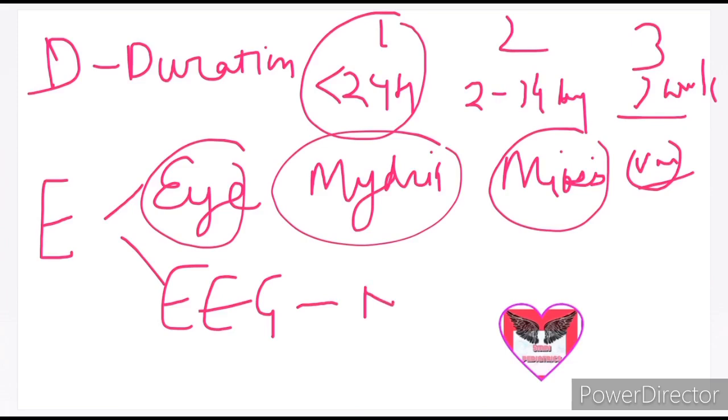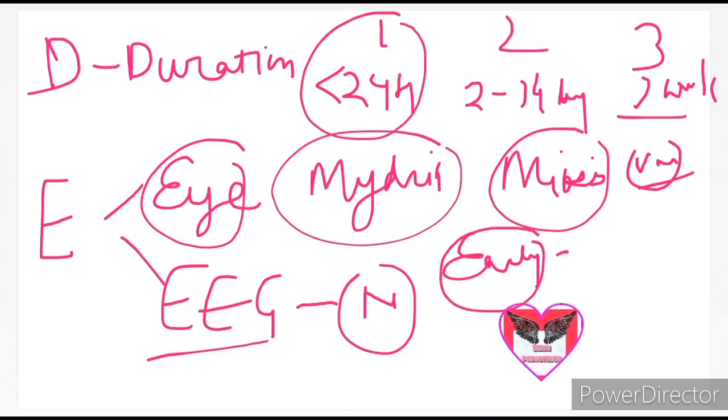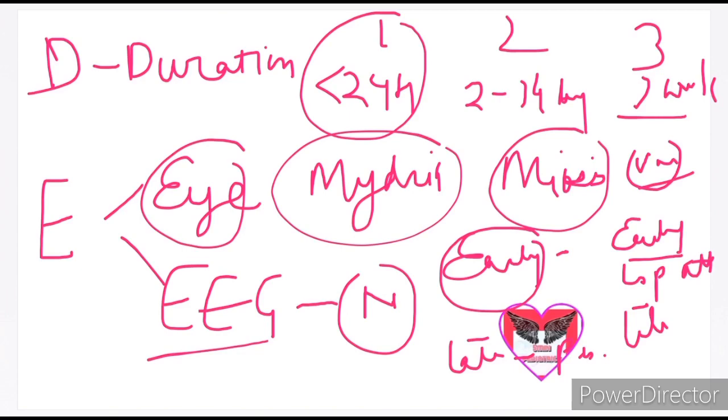EEG normal in stage 1. Okay, here in stage 2 we have seizure. So early we have early voltage continuous delta and theta wave in stage 2, and later we have periodic pattern of EEG. In late stage we have again periodic pattern of EEG, and stage 3 later we have totally isopotential.